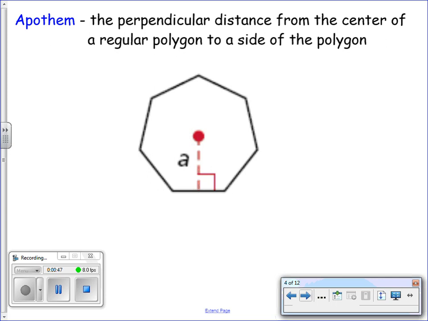Apothem. An apothem is the perpendicular distance from the center of a regular polygon to the side of the polygon. So this distance right here is called the apothem, and we note that by using the letter A.